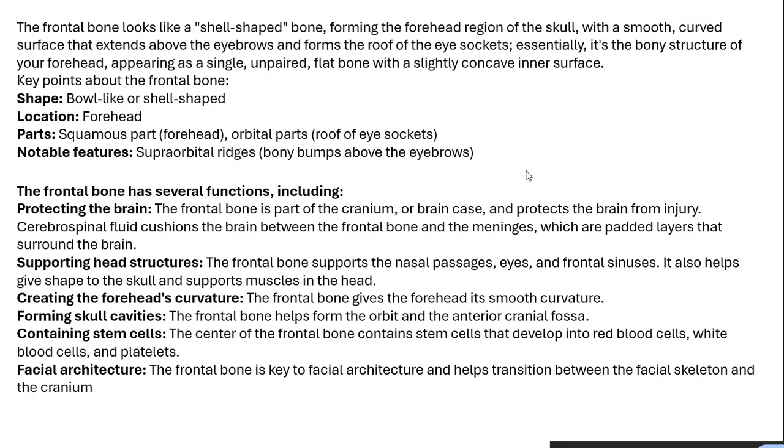Containing stem cells. The center of the frontal bone contains stem cells that develop into RBC, white blood cells, and platelets, right? So it forms skull cavities.